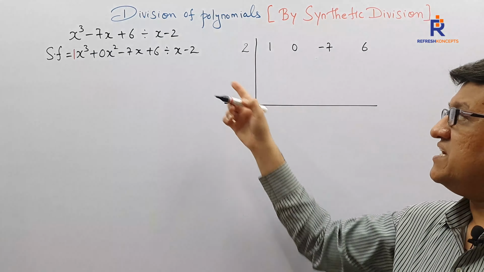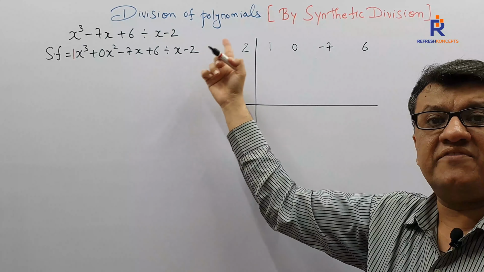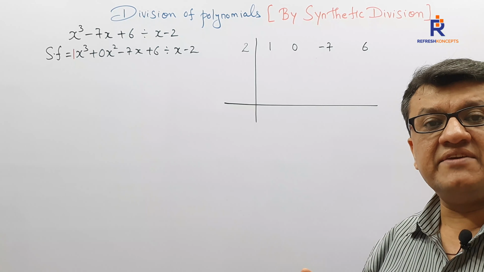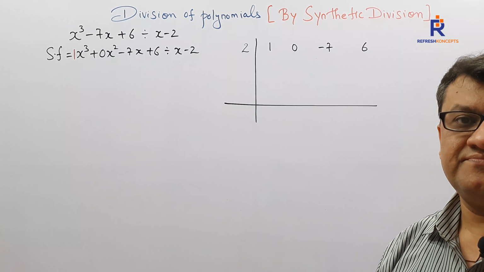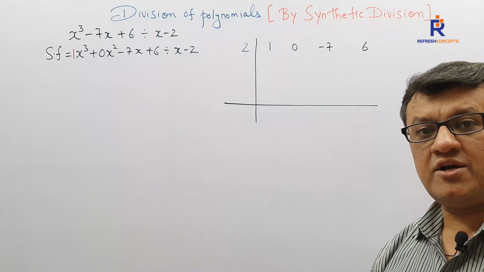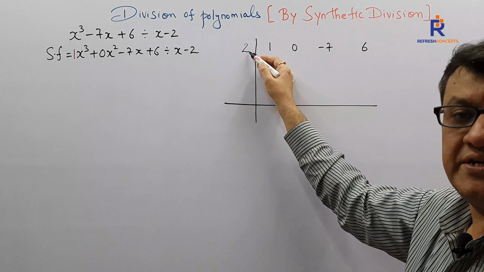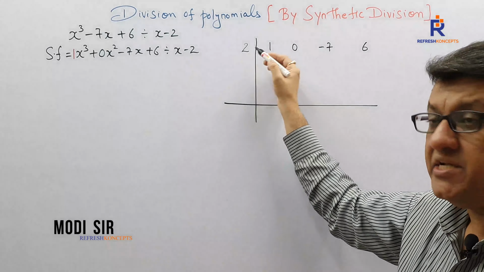Always. So, if here it would be plus 2, I would have taken minus 2. Sir, why do we do so? The reason is the divisor always needs to be equated with 0. The divisor always needs to be equated with 0. So, we write down plus 2 over here. Right, children?